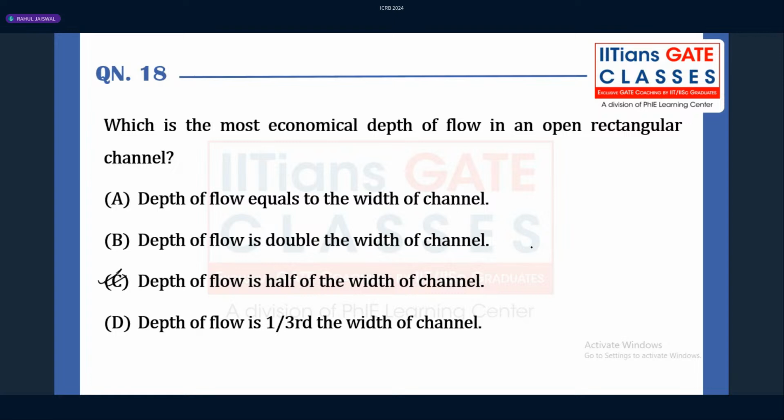The depth of flow will be half of the width of the channel for economical design. What is the meaning of economical design? It means we need to provide less overall surface area. If you go through the derivation, you can get the depth of flow equal to width divided by 2. This would be correct.